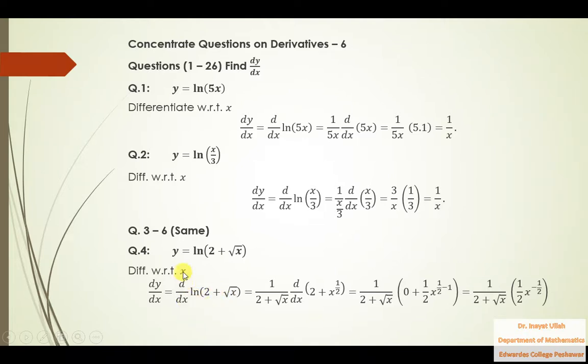Now applying the formula, derivative of natural log of u is 1 by this u into further derivative of this u. We can write square root of x in this fashion. Now this is the sum rule, applying d/dx on 2, that will become 0, and applying this on this function, that is the power rule. So by power rule, that is power down and 1 less than power, x to the power 1 by 2 minus 1. Taking LCM of 1 by 2 minus 1, we will get minus 1 by 2.